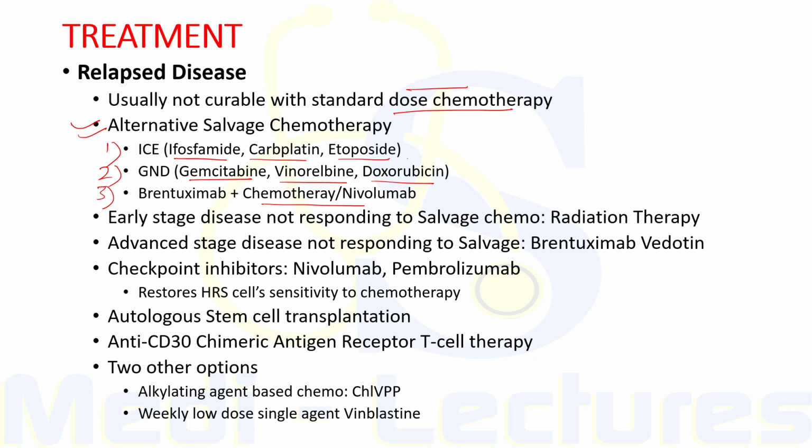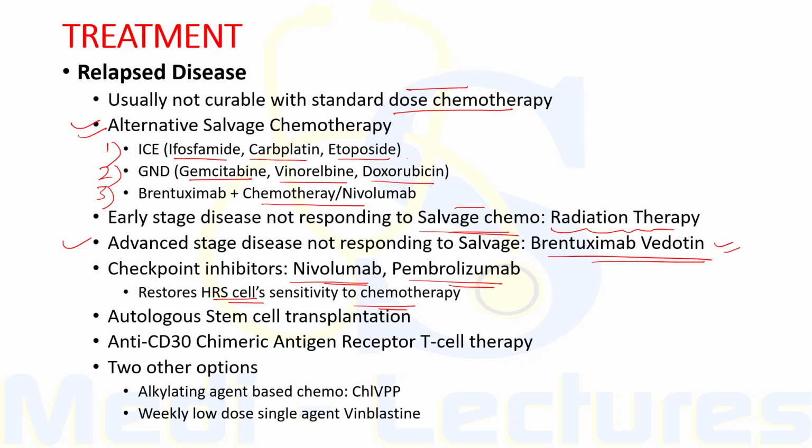Now for early stage disease which has relapsed after the standard chemotherapy and then is not responding to the salvage chemotherapy, for these patients, we have to add radiation therapy. And for advanced stage disease which has relapsed after the standard chemo, which is then not responding to the salvage chemo, can be given brentuximab vedotin. Now checkpoint inhibitors like nivolumab and pembrolizumab can also be used in relapsed disease. Now these drugs restore Reed-Sternberg cells sensitivity to the chemotherapy by unknown mechanisms.